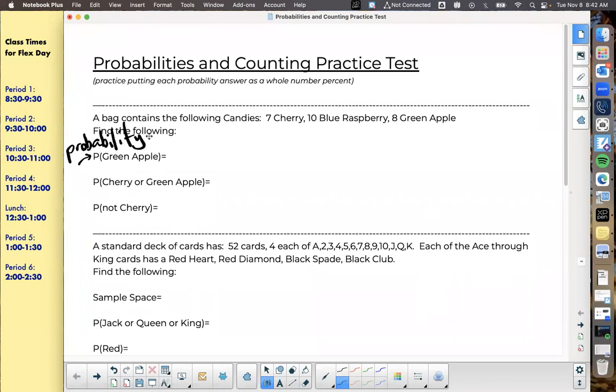So if you guys, I guess I should start with, if you haven't, make sure you open up your practice test from Cami or however you decided to do it. I don't know if you printed it out or what.